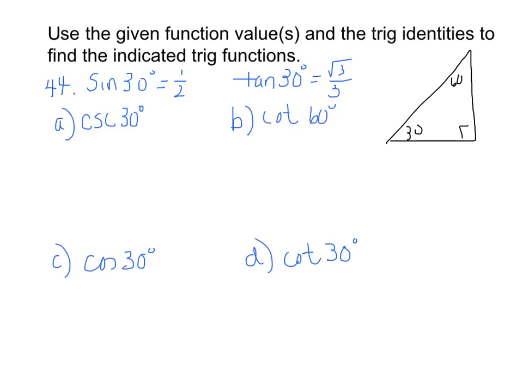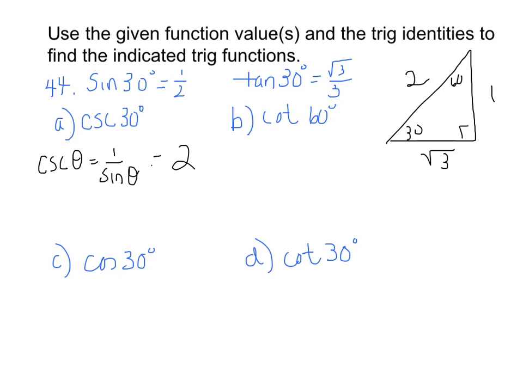Right? And so the sine is 1/2. And so it's in this ratio, is it not? So cosecant, if you think about cosecant, cosecant is the reciprocal, right, of sine. So cosecant of theta is 1 over sine theta. So that's going to be 2.